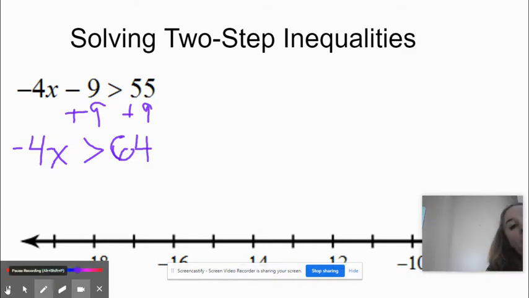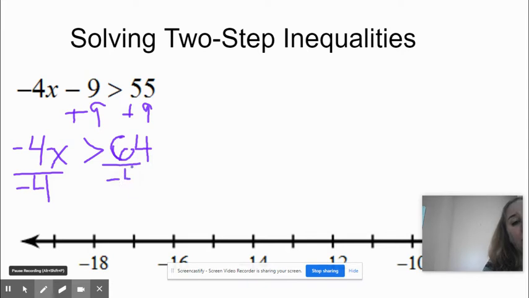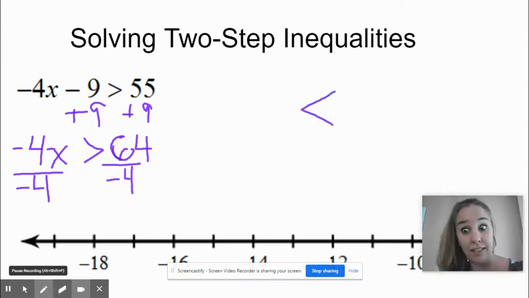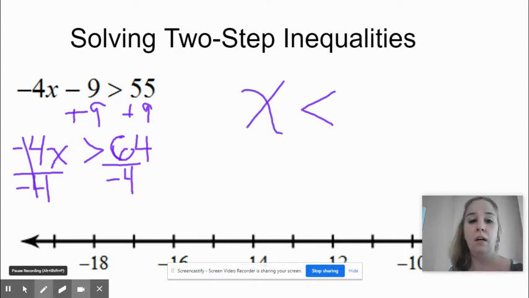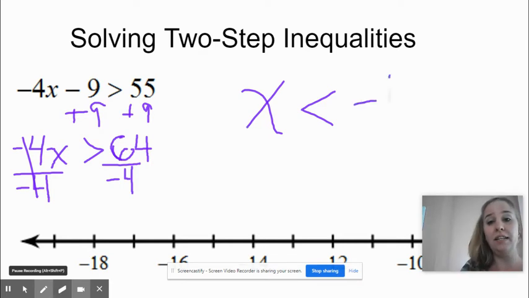Okay, so now we need to isolate x by dividing by negative 4. Oh, I divided by a negative. That means that I must flip my inequality symbol because I divided by a negative. So I'm flipping the inequality symbol. These cancel, so we're left with x. 64 divided by negative 4 is negative 16.